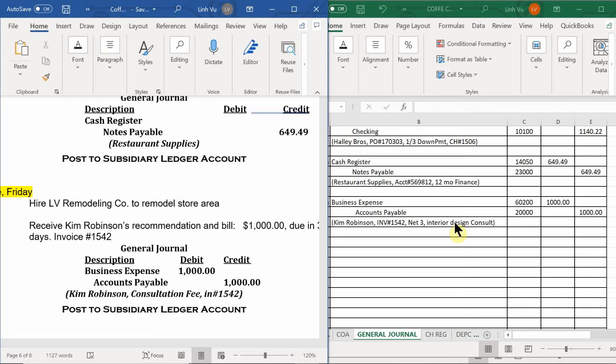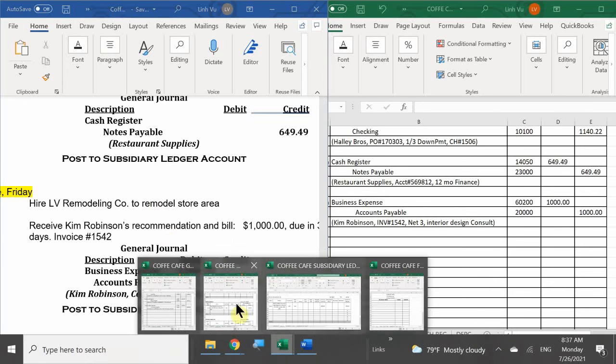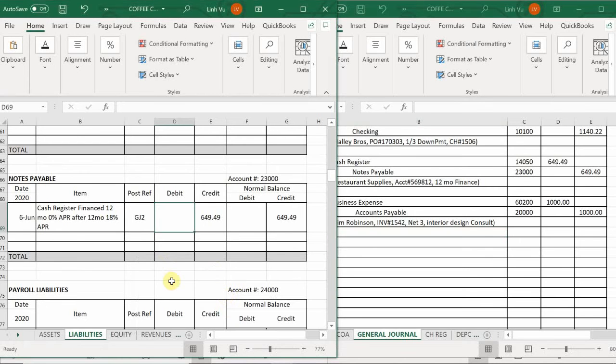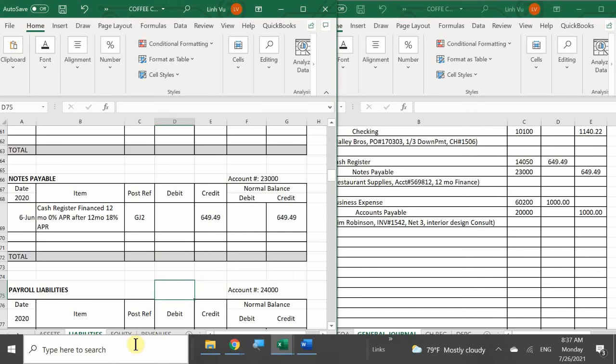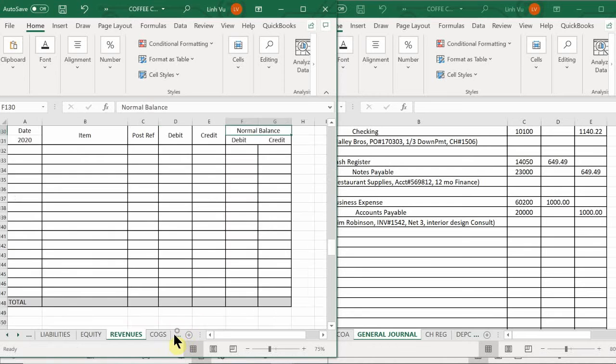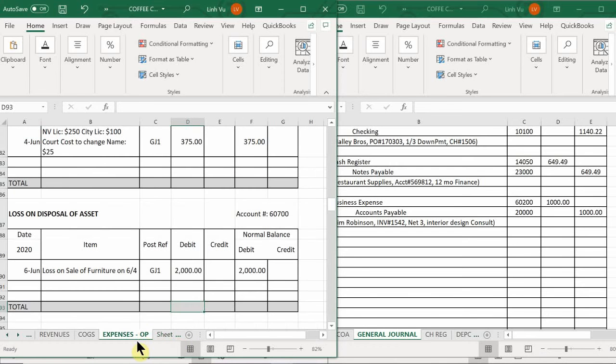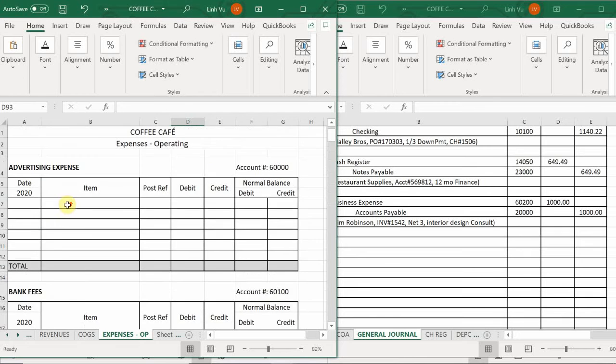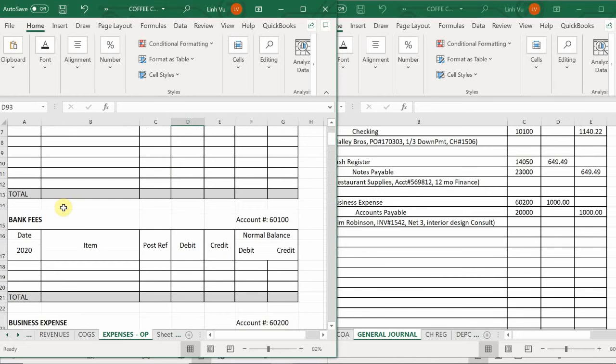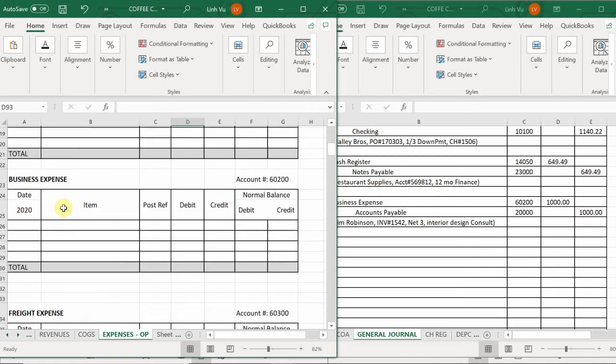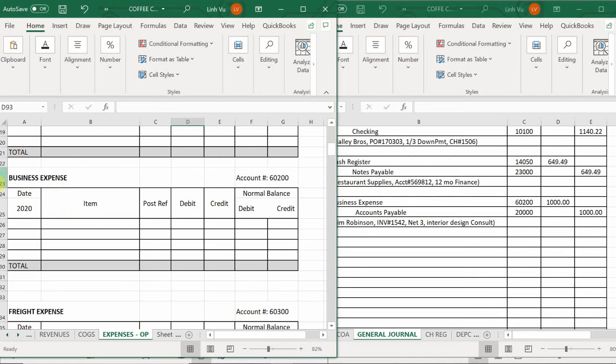So now we completed our journal. Next is going to be placing it into our general ledger. So let's see what came first. We first have a business expense. So I'm going to toggle here to my expenses. It should be at the very top. We got advertising, bank feeds. Here you go. Business expense.